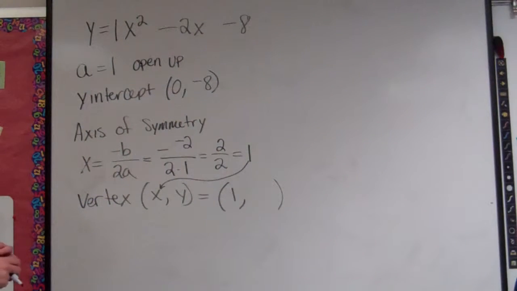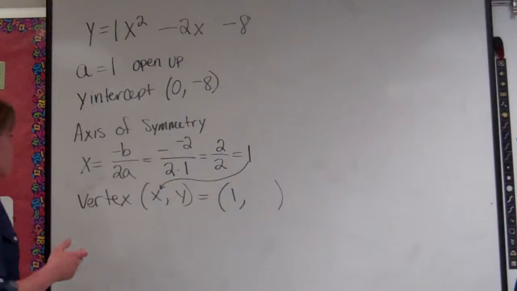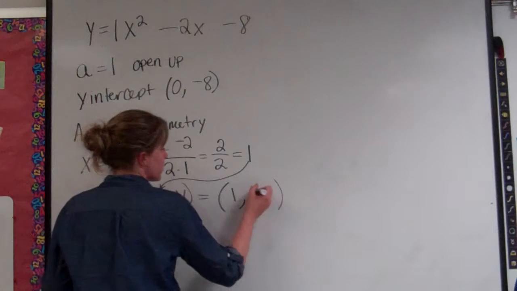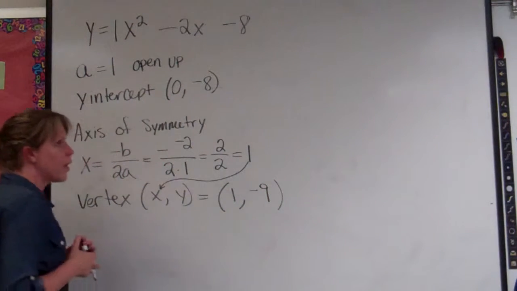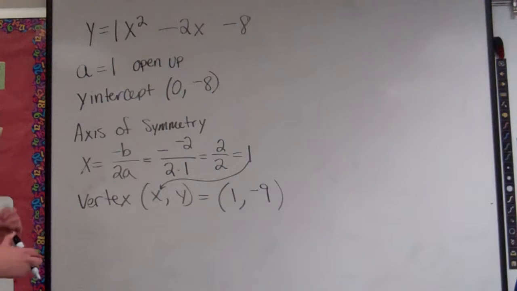Now that something is determined by using your calculator. In your calculator, you're going to type y equals x squared minus 2x minus 8, and then press the trace button and type in 1 for x. You will find that when you type in 1 for x and press enter, your cursor goes to negative 9 for y. That tells you that the vertex is at negative 9.